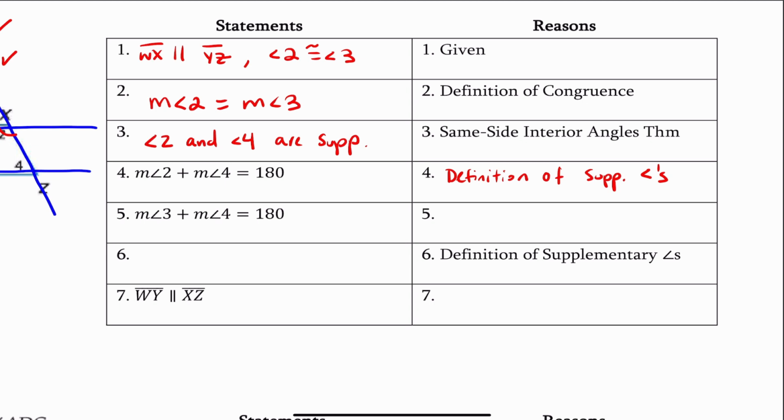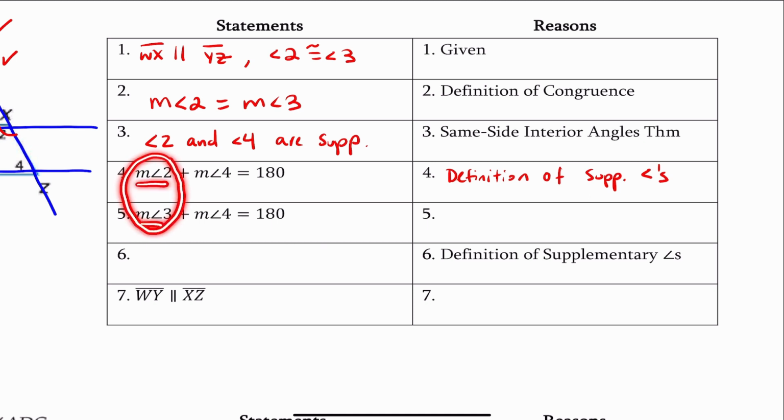So now I'm looking at the next step. It says measure angle 3 plus the measure angle 4 is 180. Notice that these two things are the same and these two things are the same. But what's different is these two things here. Measure angle 2 became measure angle 3. Why? Because we stated in statement 2, measure angle 2 is equal to measure angle 3. So that's basically substitution.